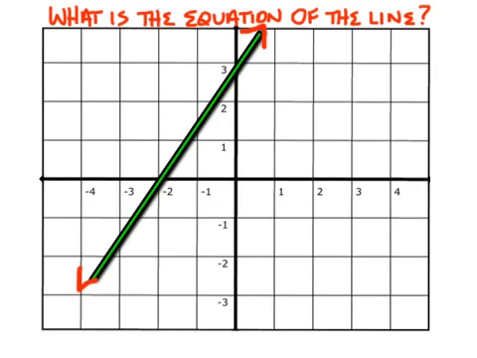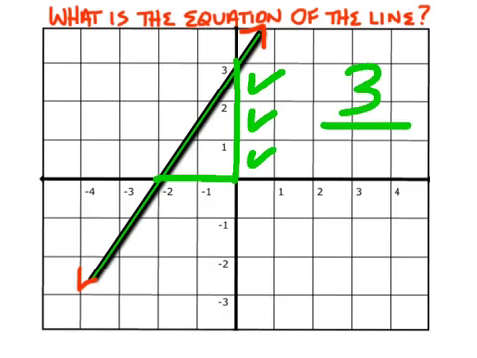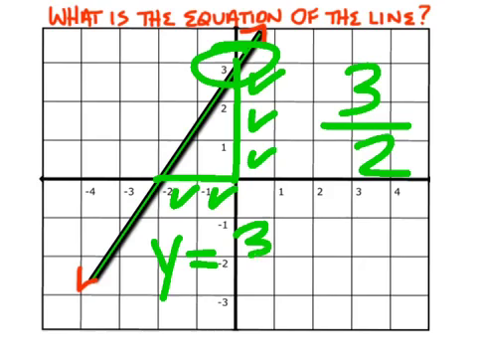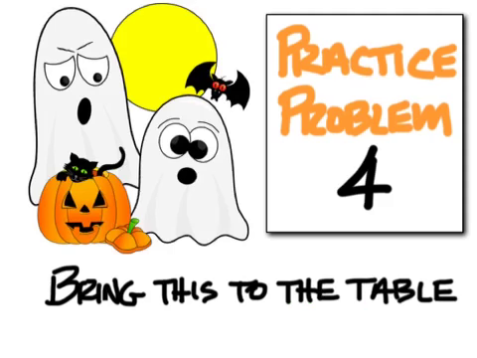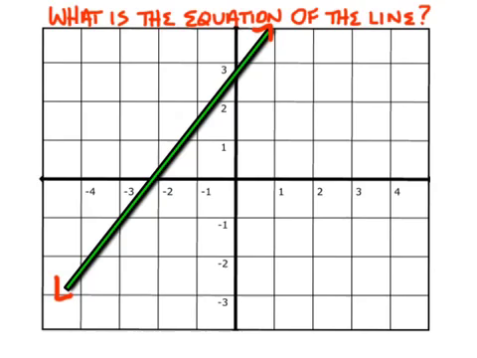Bonus number 3. What is the equation of the line? You're going to find the slope first, which will go from here to here. The rise is 1, 2, 3 over the run 1, 2. And the y-intercept is 3. So y equals 3 halves x plus 3.